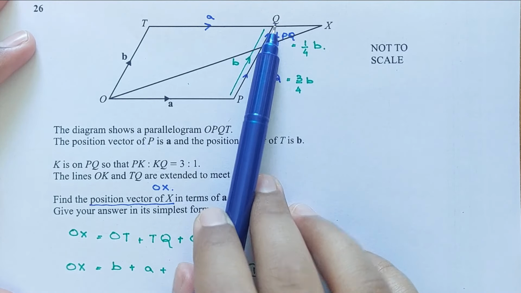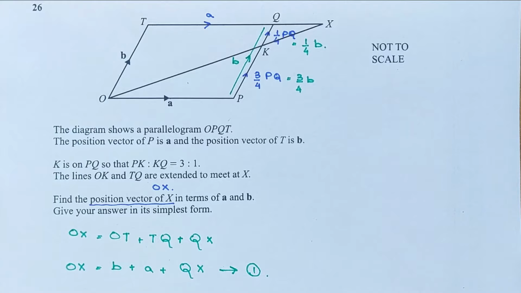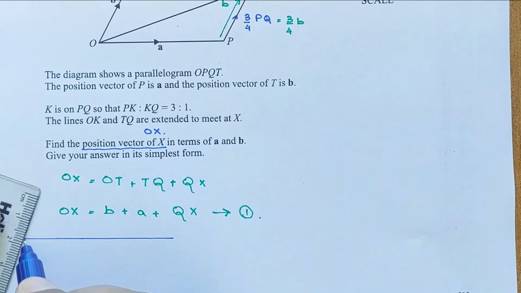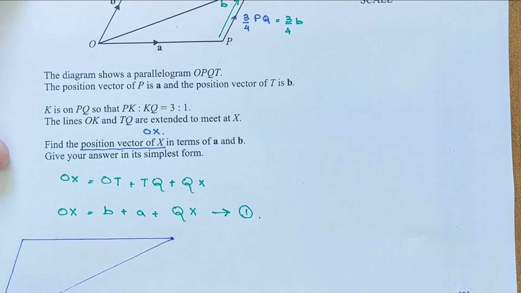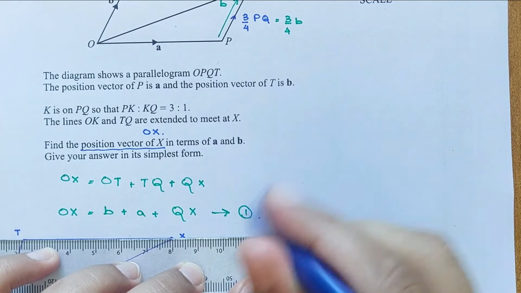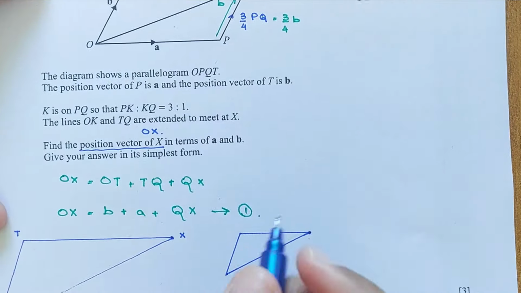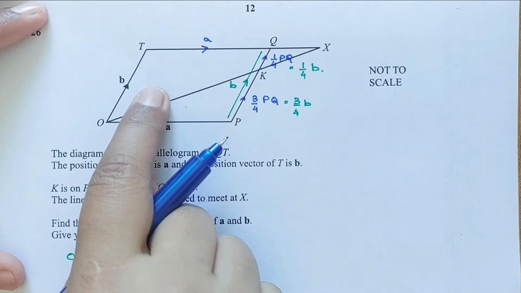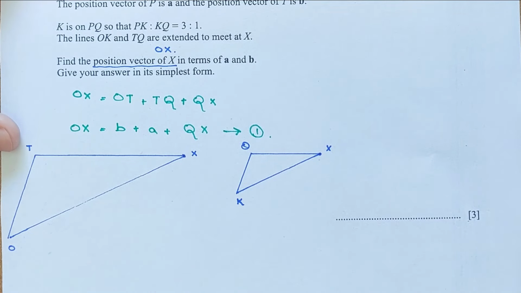If I consider this triangle QXK and the bigger triangle O, T and X, let me draw these two triangles separately. The bigger one is O, T, X, and the smaller one is Q, K, X. Now these two are similar triangles, right? The smaller triangle is inside the bigger one, so these two triangles are mathematically similar. So we have to use the concept of similarity.